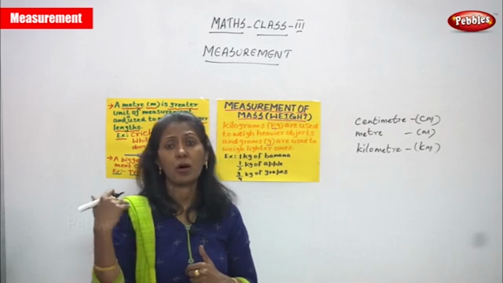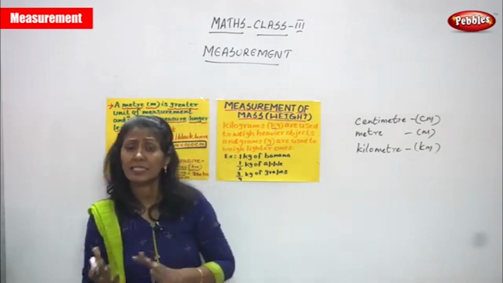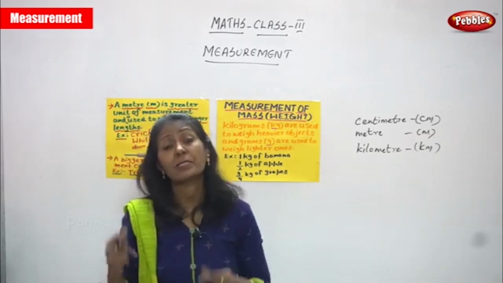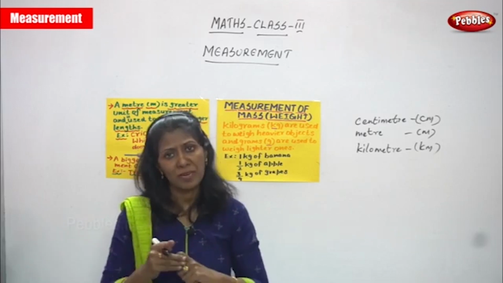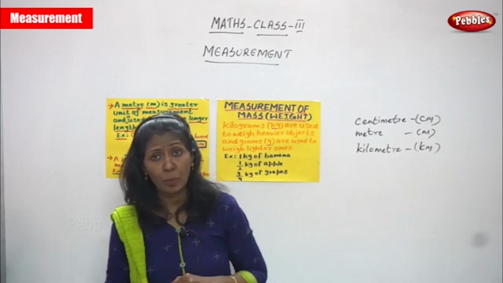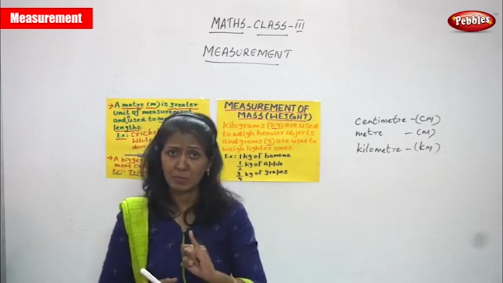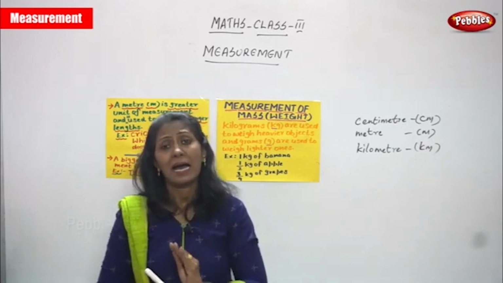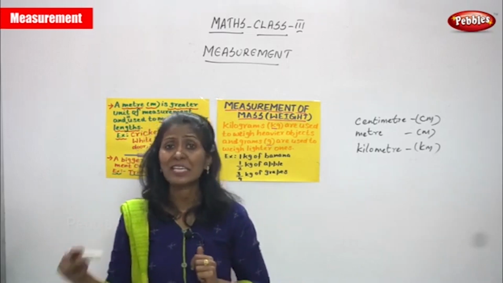So Delhi to Uttar Pradesh, Delhi to Chandigarh. So these are the places. It's a very far distance. This is called a bigger unit, a very long distance measured in kilometer. So bigger unit is kilometer. That means smaller unit centimeter, longer unit meter, and the third one, bigger unit, is kilometer.